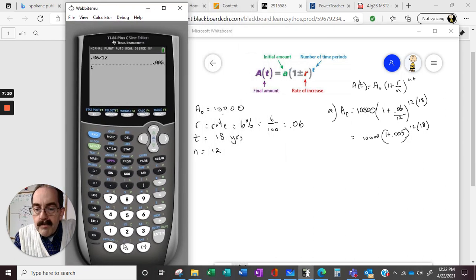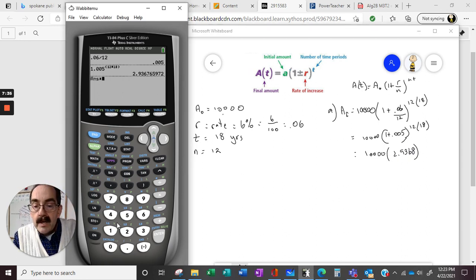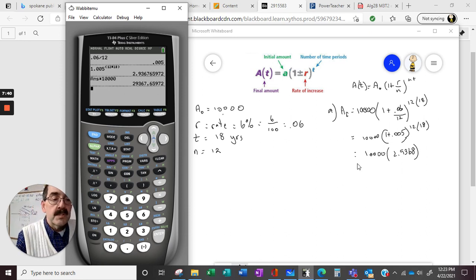Now, 1.005 caret key, parenthesis, 12 times 18. That's the number of payment periods. And we're going to have 2.936 rounded up, times $10,000. So in A we get $29,367.66.